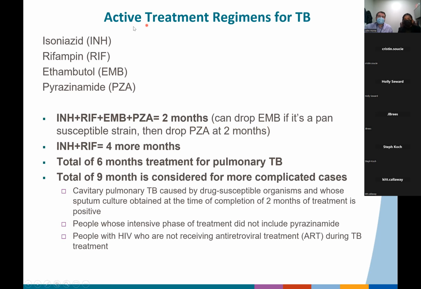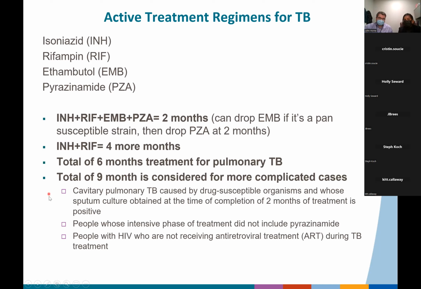And then active treatment regimens. So this is RIPE: rifampin, isoniazid, ethambutol, and pyrazinamide. You start with RIPE therapy for 2 months, and then you can drop the ethambutol if it's pan-susceptible, so susceptible to everything, and then drop the pyrazinamide at 2 months, and then isoniazid and rifampin for 4 more months. So a total of 6 months of treatment for pulmonary TB, and 9 months is considered for more complicated treatment cases.